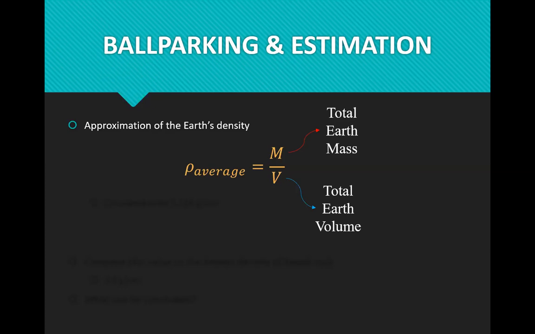But the one thing I do want to mention is that because this fraction is so simple, in that it's total mass divided by total volume, what we get back is an average density. And this is important because average density doesn't give you specific, detailed composition information. Average density is just that. It's an average value.